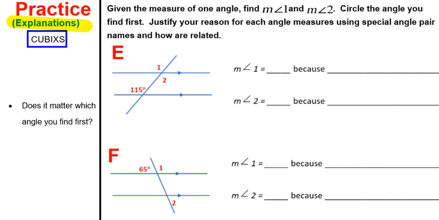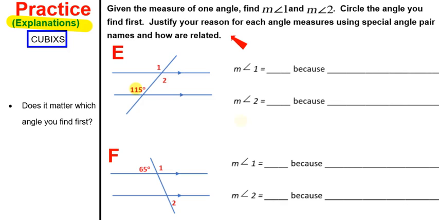We need to first always read the problem. It says, given the measure of one angle, find the measure of angle 1 and the measure of angle 2. Circle the angle that you find first. Justify your reason for each angle measure using the special angle pair names and how they are related. Now the one thing that I notice in this problem is that there's not a lot of numbers. The numbers are really in each individual question. So for this, we're going to highlight that number.